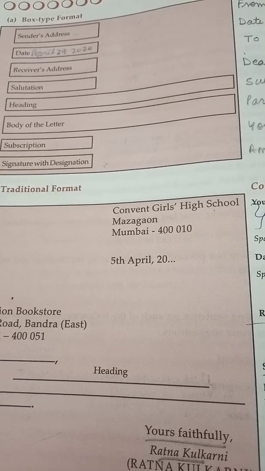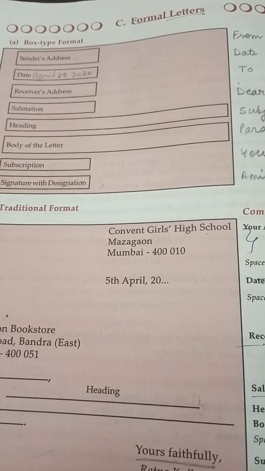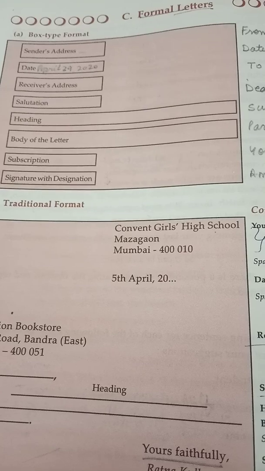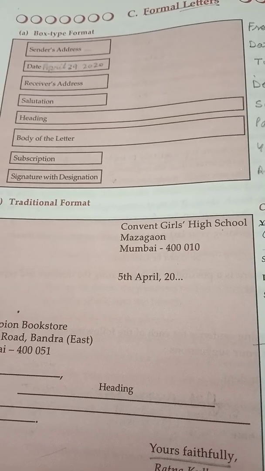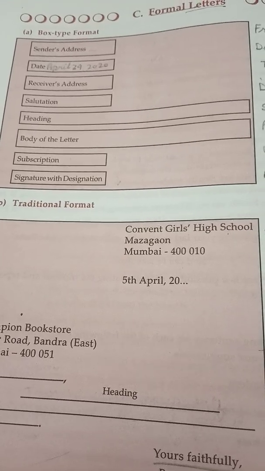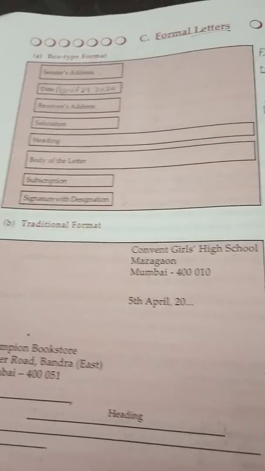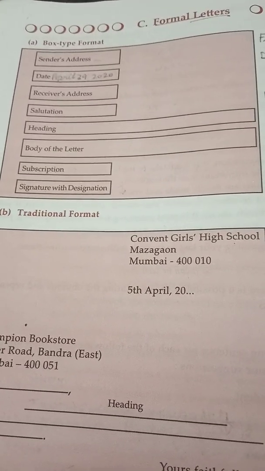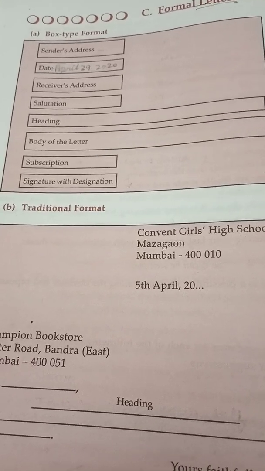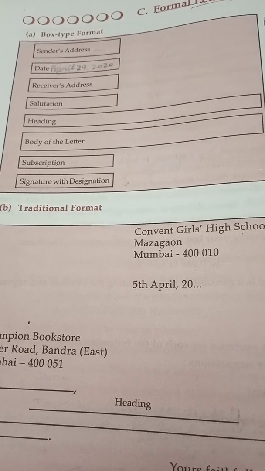So now let me tell you about the layout of a formal letter. As you can see in this picture, you can see the layout of a formal letter. You can very clearly see the box type format as well as the traditional format. Again, I repeat, the box type format is the one which is preferred. So always try to write in the box type format, though the council accepts both formats, but it is advisable to write and practice the box type format.